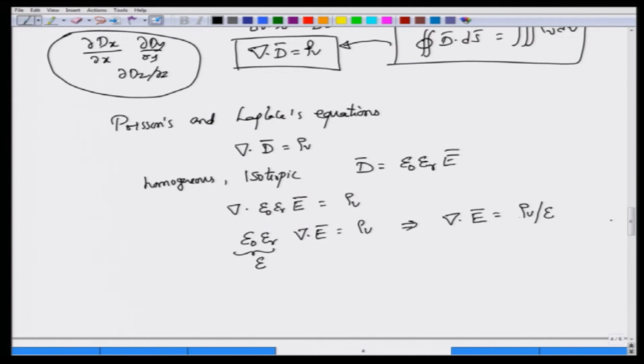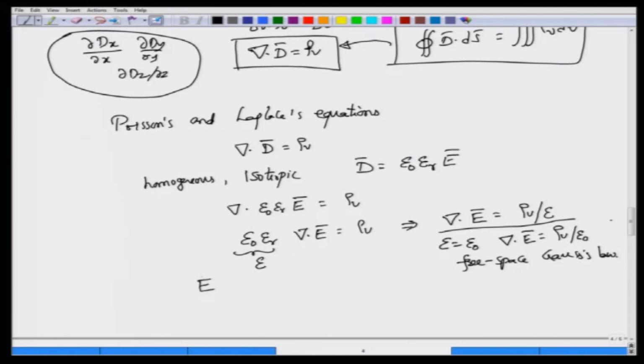In fact, when epsilon is equal to epsilon 0, what you have is the point form of Gauss's law in free space. So, you have del dot E is equal to rho v by epsilon.